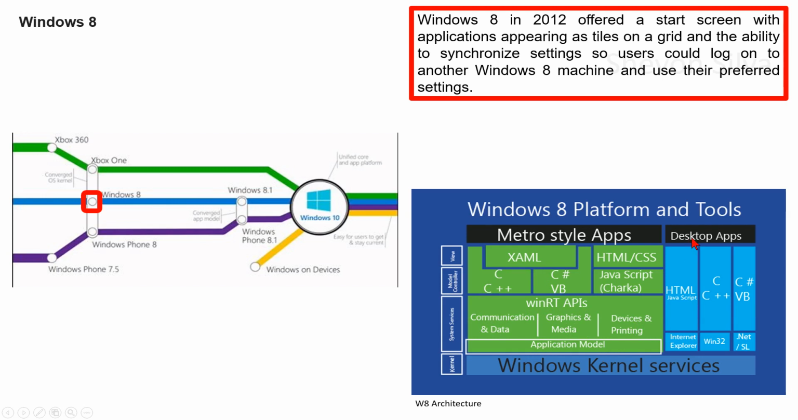In desktop apps, view, model controller, and system services level, HTML, JavaScript, and C, C++, and C#, VB. In system services level, below HTML and JavaScript, Internet Explorer is there, and below C and C++, Win32, and below C# and VB, .NET and SL, and kernel, Windows kernel services are here.